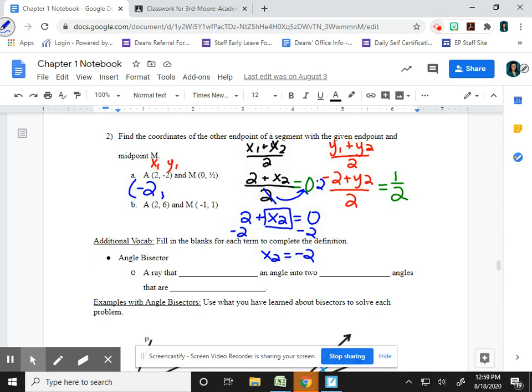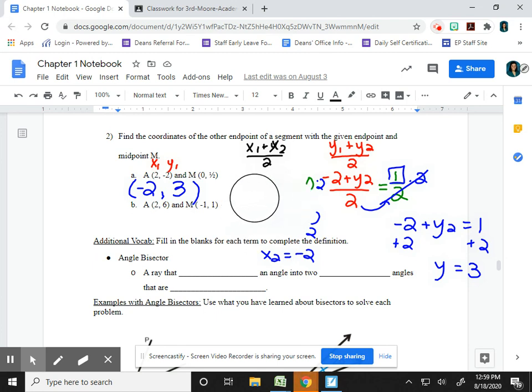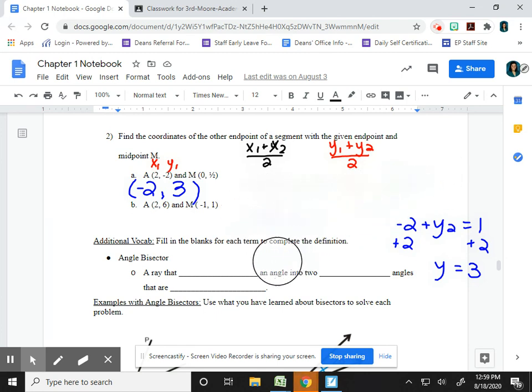Then I'm solving this side. Same thing, we're going to multiply it by 2. So 1/2 times 2 is really just 1. So negative 2 plus y2 equals 1. Add 2 to the other side, and I get 3. So the point in the middle of this is negative 2, 3. Okay, so we're going to do the exact same thing for the one below that. And you can kind of graph these out too, because that might help you a little bit also.